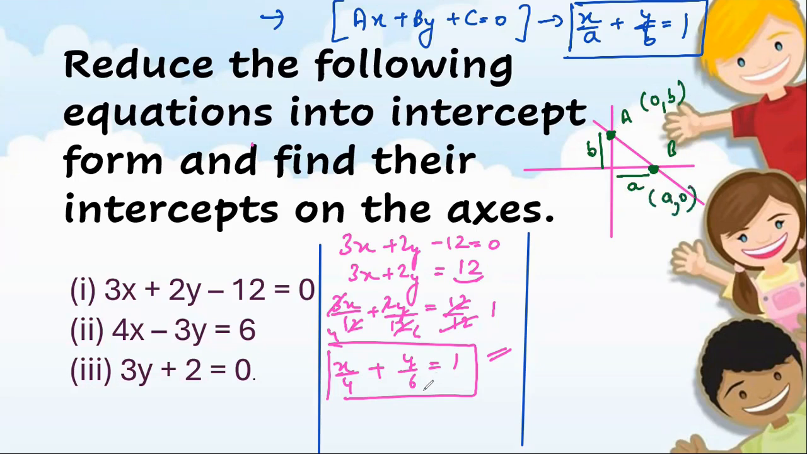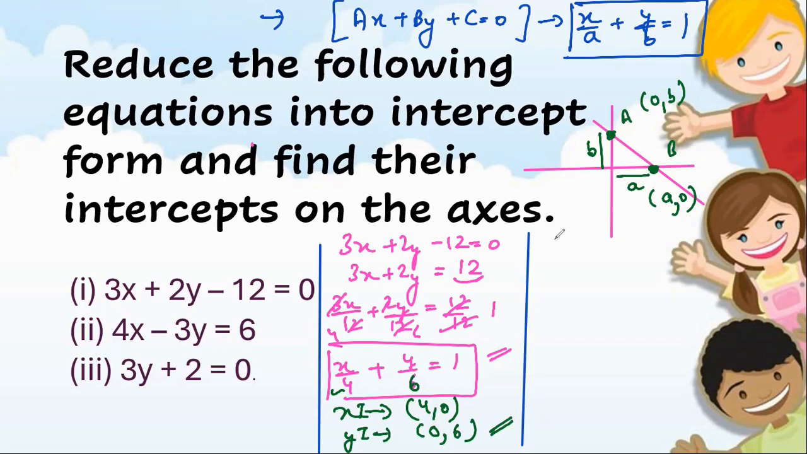So if I ask you what the intercepts are, the x-intercept is (a, 0). What is a, which I got under x? It is 4, so (4, 0). And the y-intercept is (0, 6), because 6 is there. That is (0, b), like that. So this is the thing.